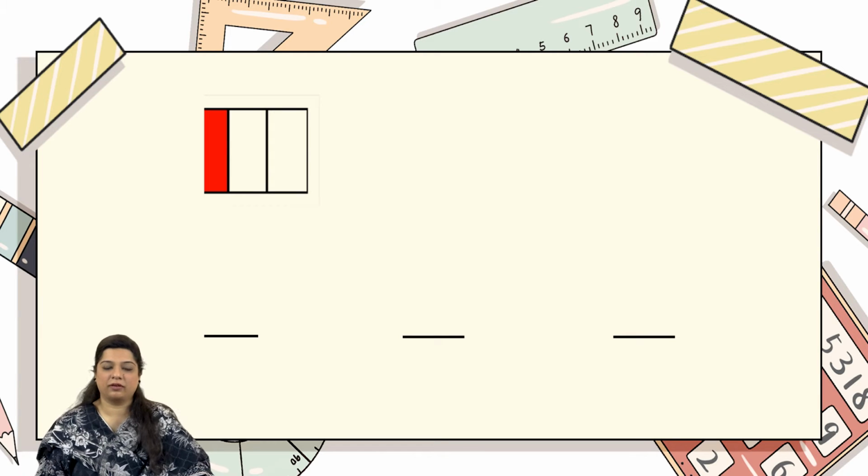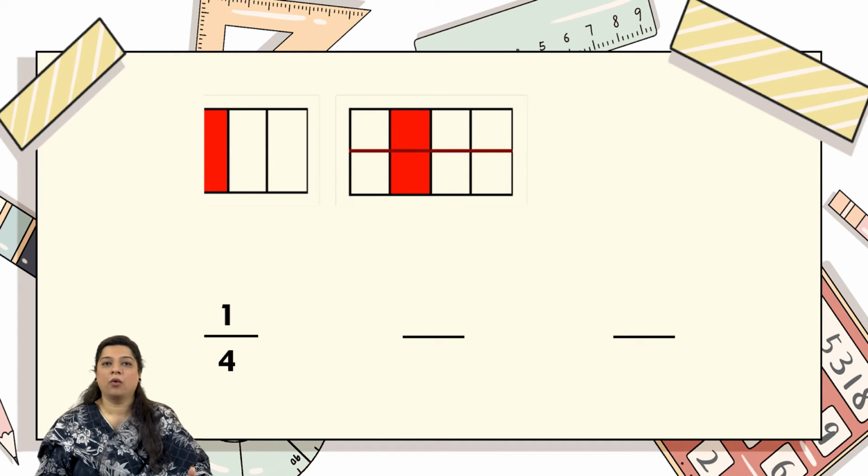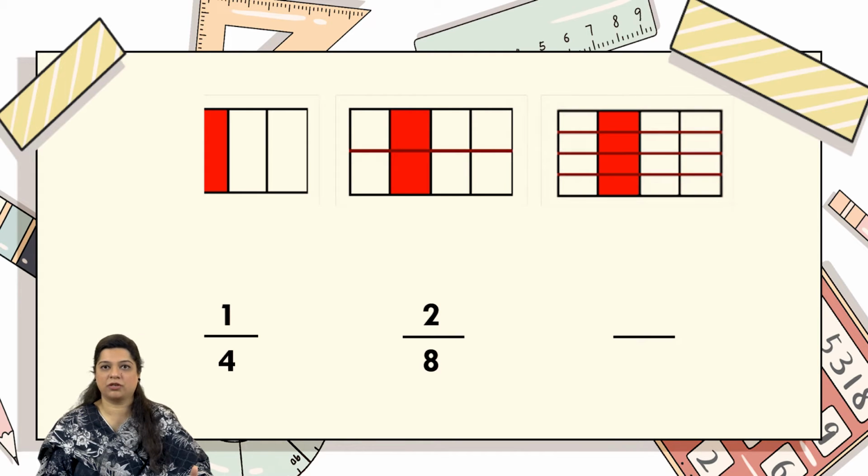The first pictorial graph shows 4 parts and 1 red part. Therefore, our fraction would be 1 upon 4. The second picture shows 1, 2, 3, 4, 5, 6, 7, 8 parts and 2 red parts. Hence, the numerator will be 2 and the denominator would be 8. And then the third picture shows 16 total parts with 4 red. Therefore, our fraction would be 4 upon 16. Now, how can we find the connection between all these three fractions?